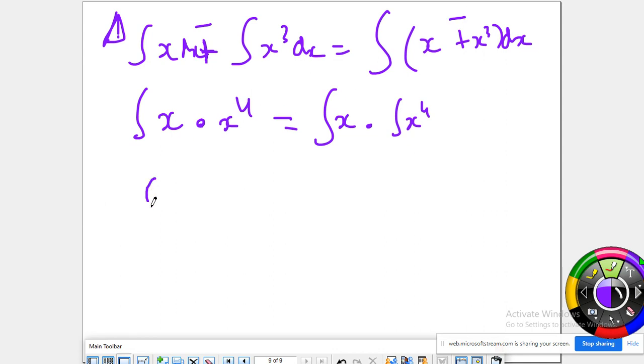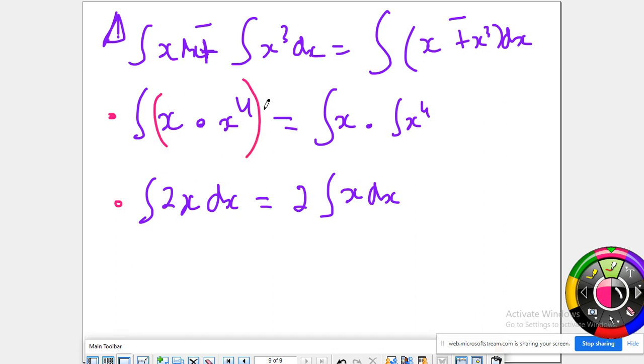Now if there is a number, for example the integral of 2x dx, I can put the 2 outside. It's 2 times the integral of x dx. It's the same. If there is a constant it doesn't matter. But if there is a multiplication I cannot separate, I have to work on all of it together. This is not equal. Okay, this is not equal. But here they are equal. If I have plus or minus in between I can separate them. But if there is multiplication or division I cannot separate at all.